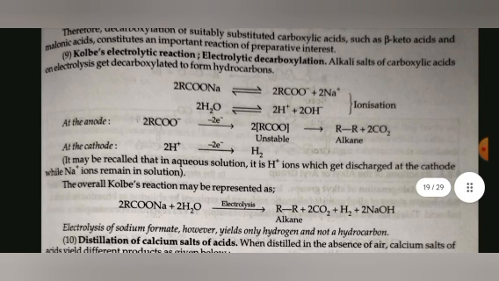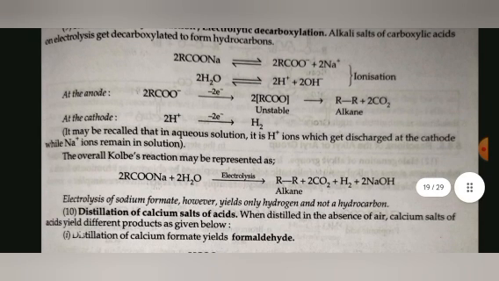Electrolytic decarboxylation: alkali salt of carboxylic acid on electrolysis gets decarboxylated to form the hydrocarbon. For example, 2 moles of RCOO negative Na positive give rise to 2 moles of RCOO negative plus 2 moles of sodium, and 2 moles of H2O give rise to 2 moles of H positive ion plus 2 moles of OH negative ion. At the anode, 2 moles of RCOO negative lose 2 electrons and form an unstable compound which on further reaction gives alkane plus 2 CO2. And at the cathode, 2 moles of H positive ion gain electrons to form H2 gas.